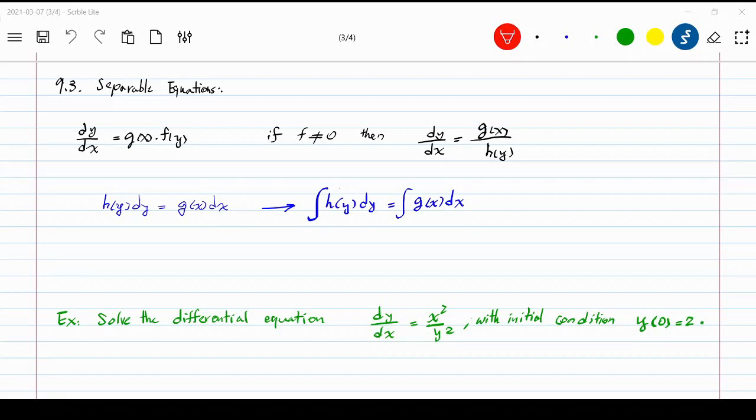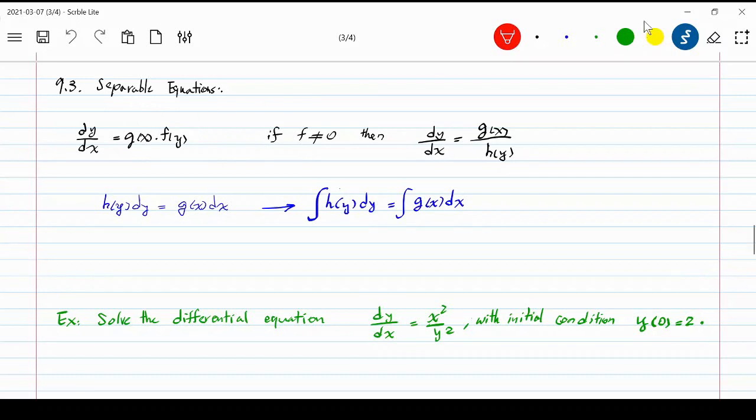Welcome back. Last time we talked about differential equations. Today we're going to discuss a specific type of equation that we can solve, and that's the separable equation, section 3, chapter 9. First, let's see what a separable equation is.